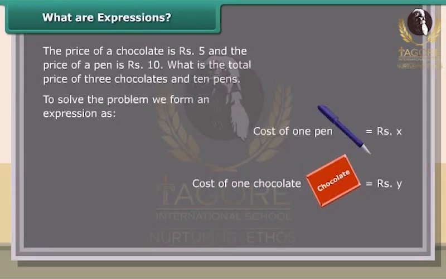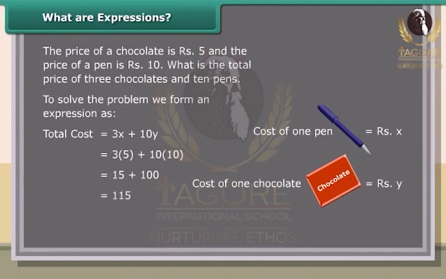Cost of 3 chocolates is equal to ₹3Y. Cost of 10 pens is equal to ₹10X. Total cost is equal to 3Y plus 10X, which is equal to 3 into 5 plus 10 into 10, which is equal to 15 plus 100, which equals 115. Total cost is equal to 115 rupees.